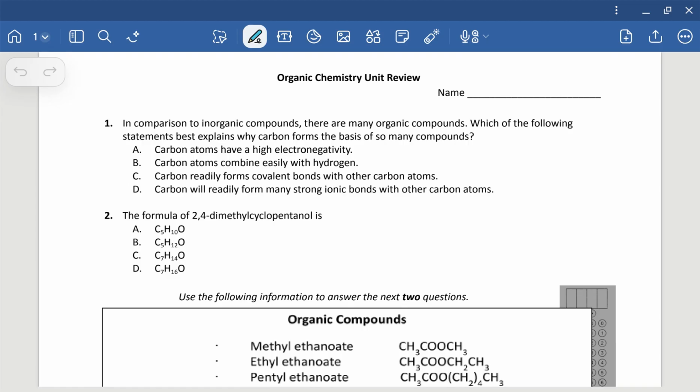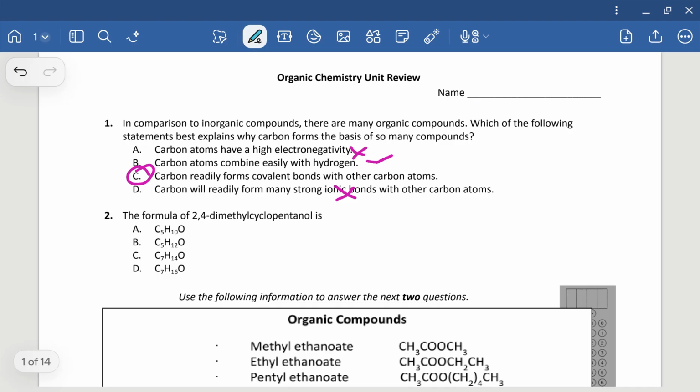So going through this, just a few things. They do combine easily with hydrogen, but that's not so much what makes it organic. They don't have a high electronegativity. And this last one, they do not make ionic bonds because that would mean there's a metal present, and that's inorganic. So the best answer here is C.